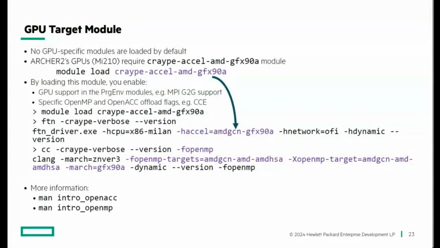So you don't need to know about that. And I should just mention, if you're compiling for OpenACC or OpenMP offload, there are man pages that you can look at to see the specifics of how the compiler might deal with those. So that's the first crucial thing.